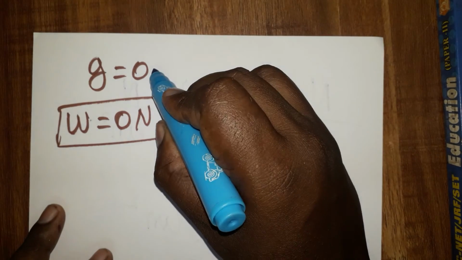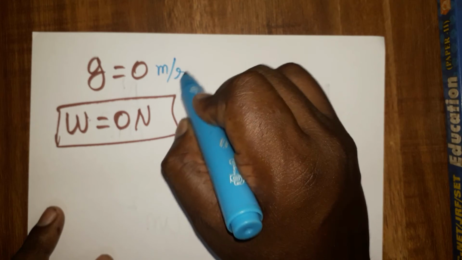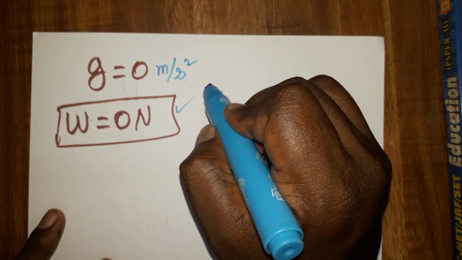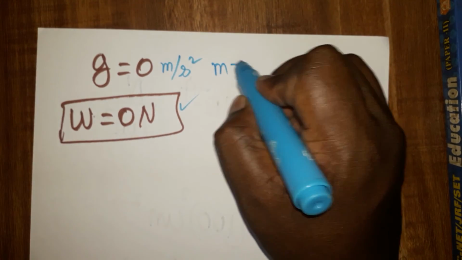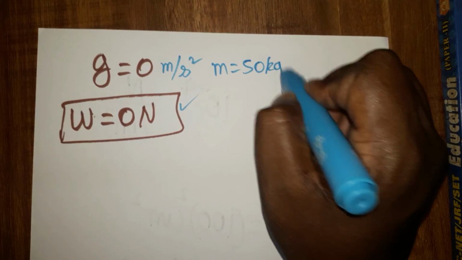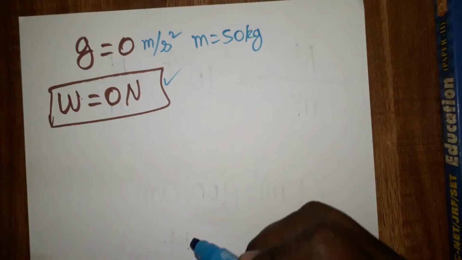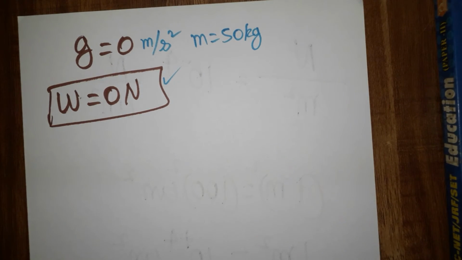The next one: when the acceleration due to gravity is 0 meter per second square, at that time the weight will be 0 Newton. Even if the mass is 5 kg, 10 kg, or 50 kg, whatever, the weight will be 0 Newton. It is called weightlessness. This happens exactly at the center of the earth. Gravity will be 0, otherwise the object comes down with an acceleration of 10 meter per second square. Okay, that's it.